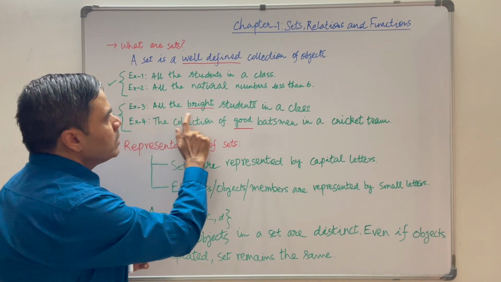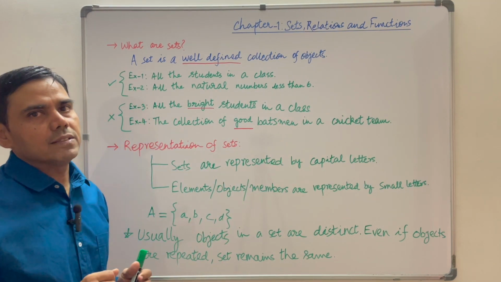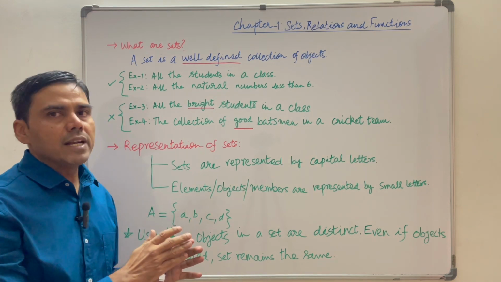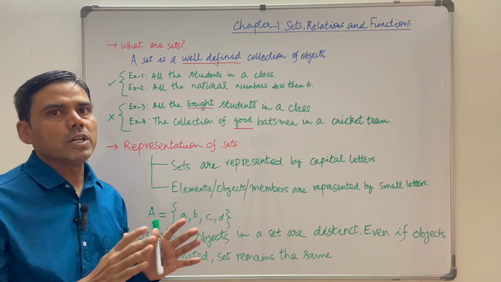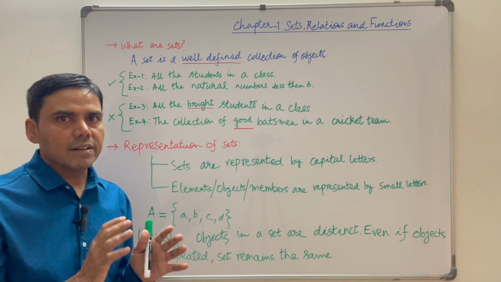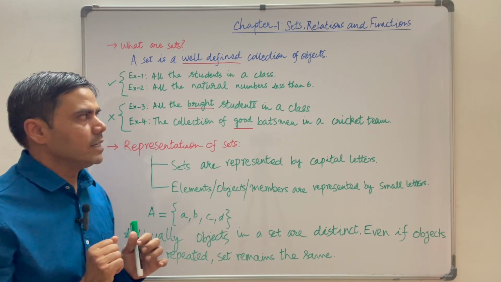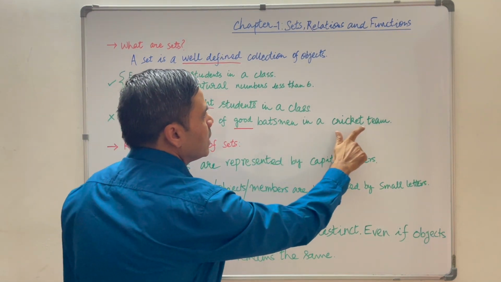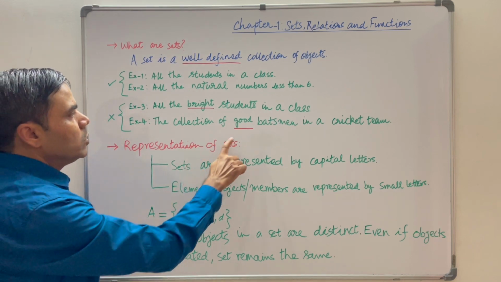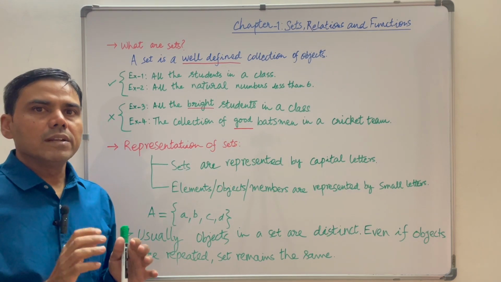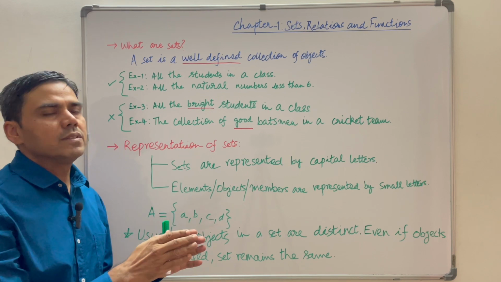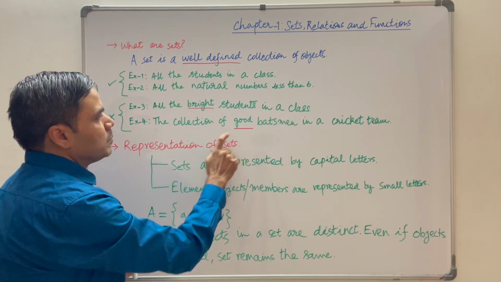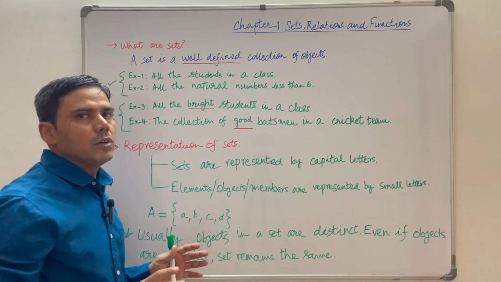And these two examples, let us see. Example 3: all the bright students in a class. Bright is a relative term. Somebody will say this student is bright, somebody will say no, not this student, that student is bright. So it is a relative term. It is not well defined. Fourth example, the collection of good batsmen in a cricket team. Again, good is not a well-defined term. It's a relative term. Somebody will say someone is good, somebody will say no, he is good. So it is not a well-defined term, and this statement will not form a set.